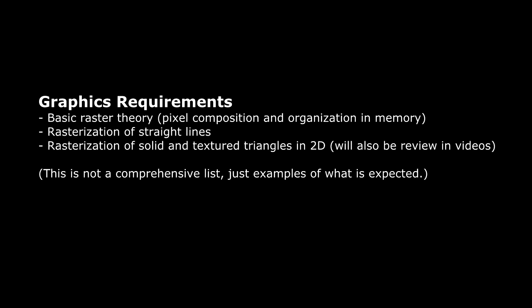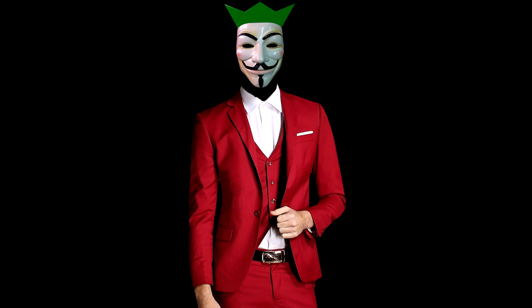Now, as far as graphics goes, I'm going to expect that you understand how the general raster works, how pixels are composed and how they're organized on screen and in memory. I expect you understand at least one algorithm for drawing straight lines, and it would help a lot if you already understood how to draw solid triangles and 2D textured triangles. I'm probably going to review triangle rasterization in this series, but I'll also give a link to videos where I give a more detailed description. And last but not least, you're going to need basic GitHub skills in order to get the code and interact with it.